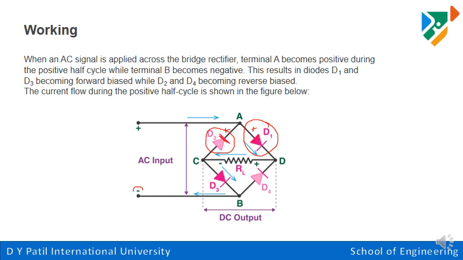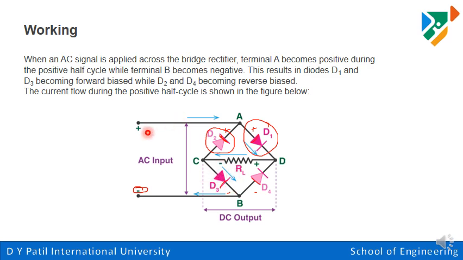Next, this is the negative side. That means the cathode of D3 will get the negative, and the anode of D4 gets the negative. So because of this, D3 will be in forward bias condition.